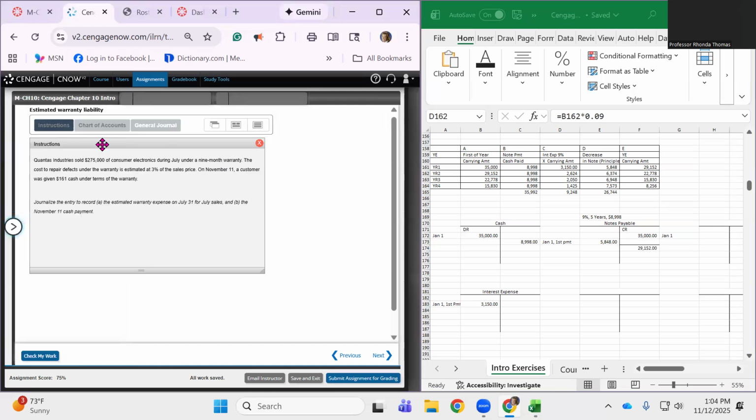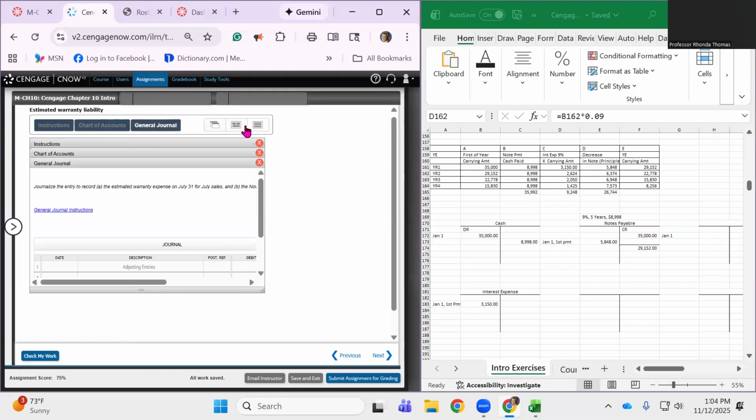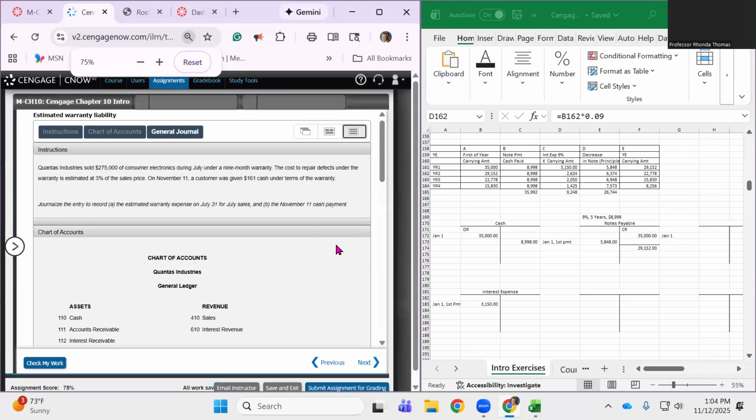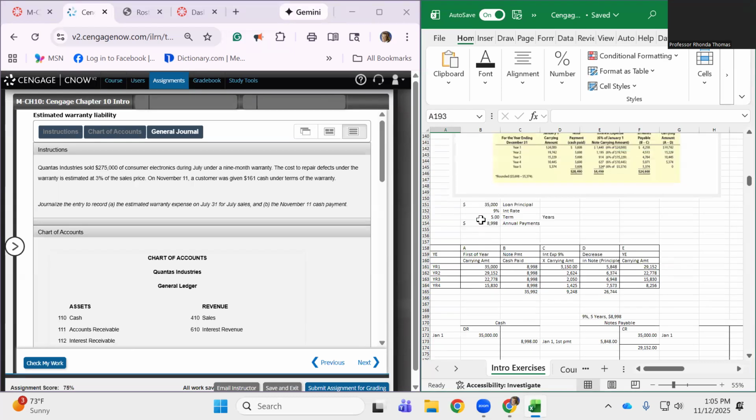Okay, we're talking about a warranty here. Warranties are guarantees or promises by a company to back up their products, right? So we have to account for those, and these are called contingent. Contingent liabilities mean they may happen. They may happen or they may not. Okay, so contingent liabilities. Let me go down here and put in.